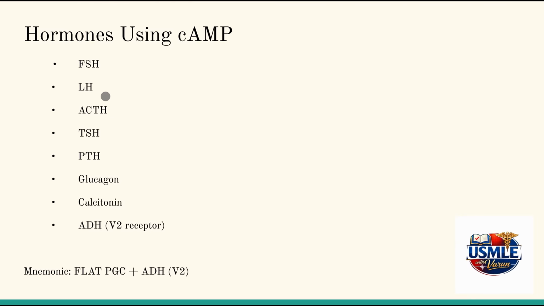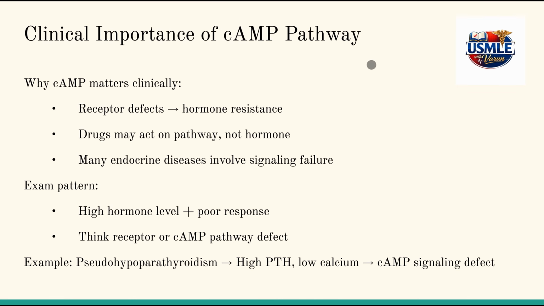The hormones that use cyclic AMP include FSH, LH, ACTH, TSH, PTH, glucagon, calcitonin, and ADH. The mnemonic for this is FLAT PGC, FLAT PGC plus ADH. So FSH, LH, ACTH, TSH, PTH, glucagon, calcitonin, ADH. This ADH acts on the V2 receptors, or the vasopressin receptors.